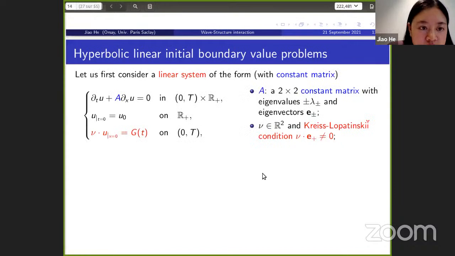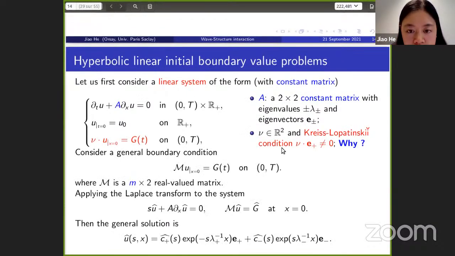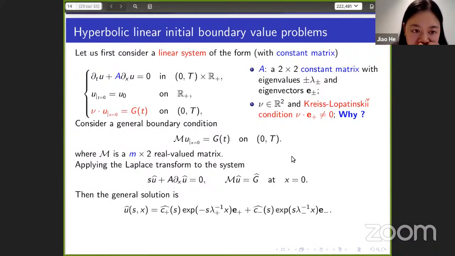Let me first begin with a simple system, which is a linear system of this form with a constant matrix. This is a 2x2 initial boundary value problem with constant coefficients. This is a constant matrix with eigenvalues lambda and eigenvectors e. And we need a condition which we call the Kreiss-Lopatinski condition. Why we need this condition, I will explain as follows.